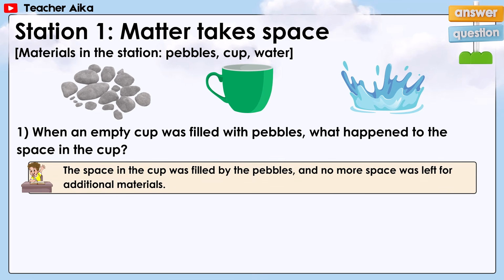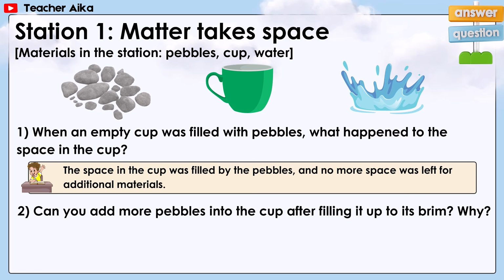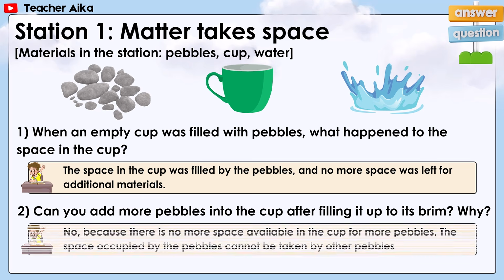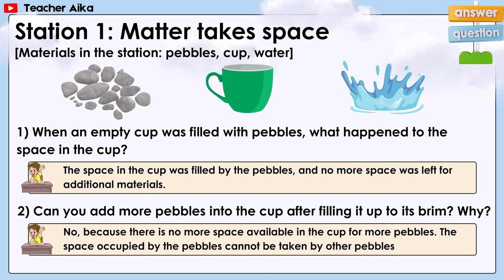The answer: the space in the cup was filled by the pebbles, and no more space was left for additional materials. Number 2, can you add more pebbles into the cup after filling it up to its brim? Why? The answer: no, because there is no more space available in the cup for more pebbles. The space occupied by the pebbles cannot be taken by other pebbles.